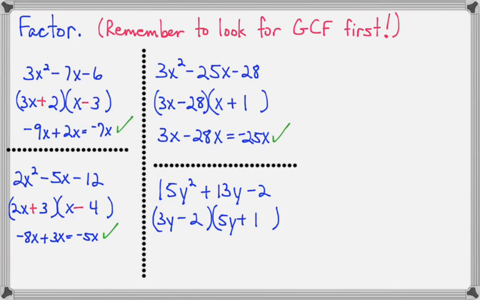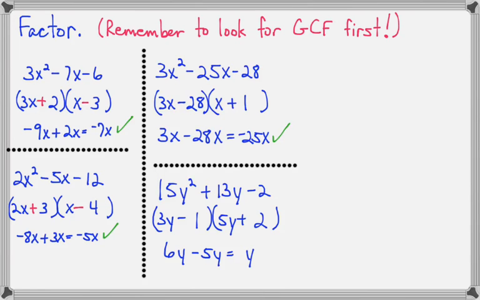Now outer times outer will be 3y. Inner times inner will be minus 10y. When I add up 3y minus 10y, I get minus 7y, which is not what we wanted. So let's try rearranging the 1 and the 2. Now outer times outer is going to be 6y. Inner times inner is going to be minus 5y. Okay, that's 1y. That didn't help.